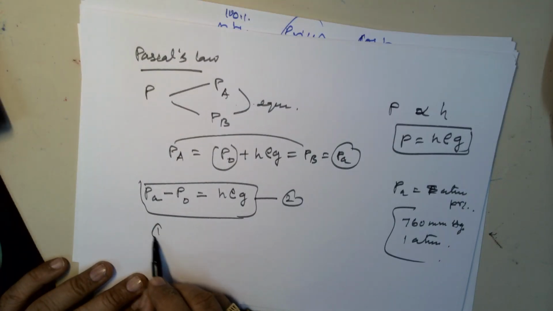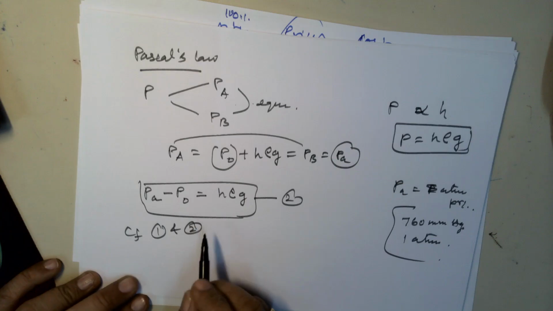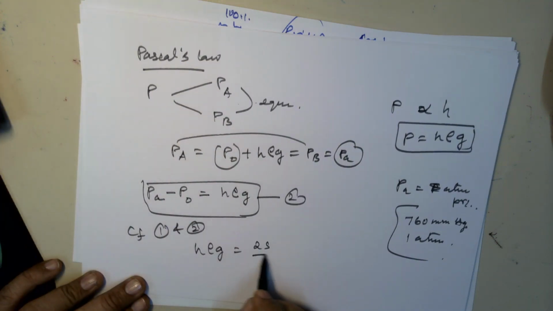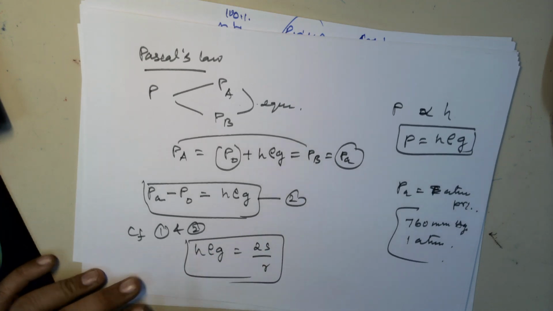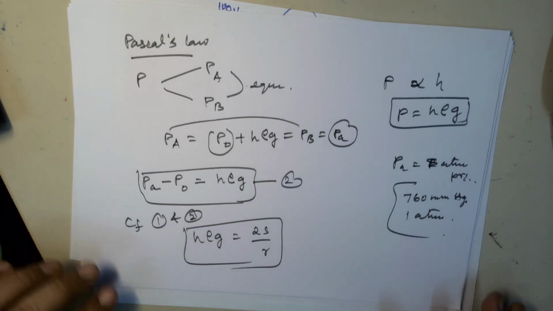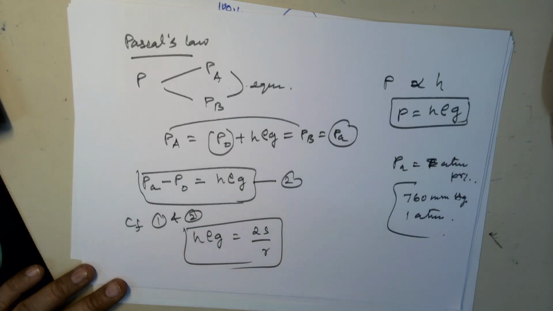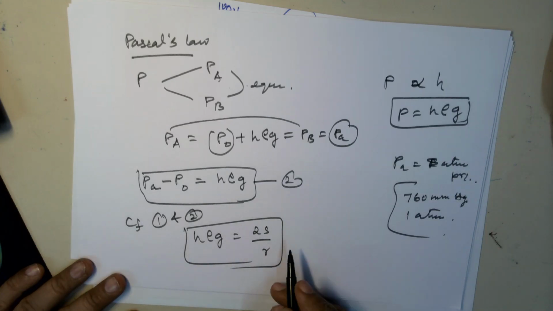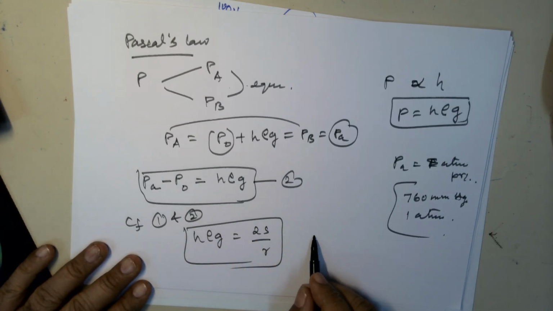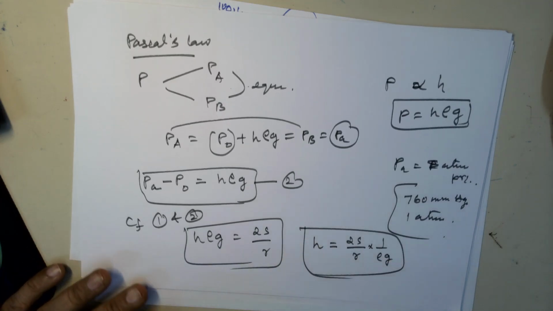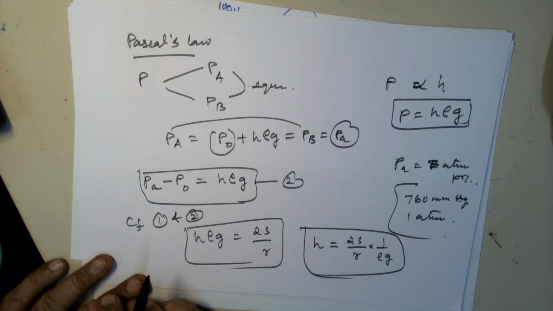So comparing 1 and 2, H rho G is equal to 2S divided by R. This is a very important equation. From this, the height of the mercury raised in the capillary column can be calculated. Therefore, H is equal to 2S by R into 1 by rho G. You may ask me, sir, what is the use of these equations?